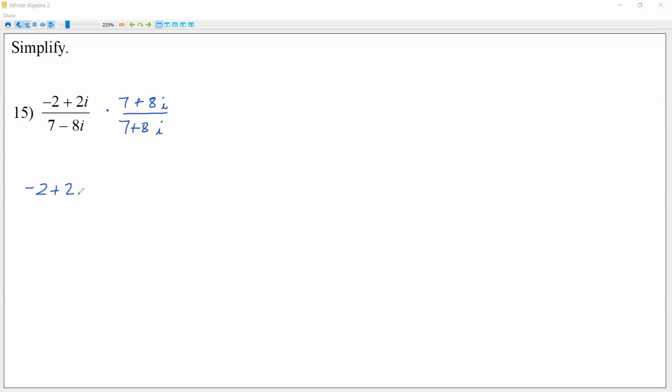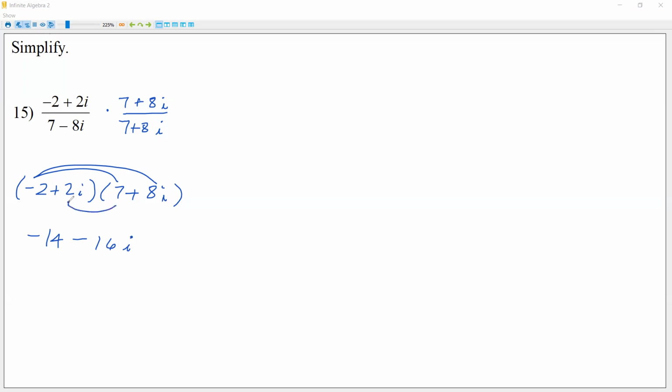-2 plus 2i, all of that is times 7 plus 8i. So I'm going to distribute here. -2 times 7 is -14. -2 times 8 is -16, and that has an i on it.